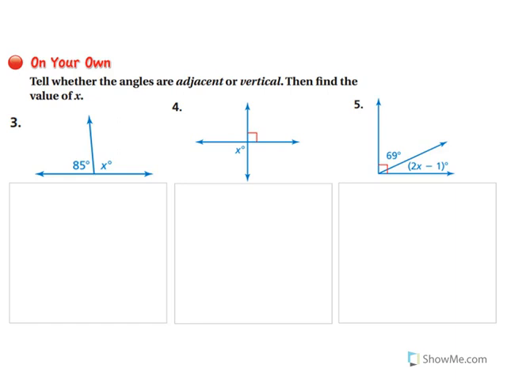All right, let's see how you did with this one. So we're told to identify whether these are adjacent or vertical, and then find the value of x. So for number 3, you can see that we have a straight line. One is 85, the other one is unknown. And since it's a straight line, they can't both be 85 in this case. And so they are adjacent because they share a common side. So these are adjacent.